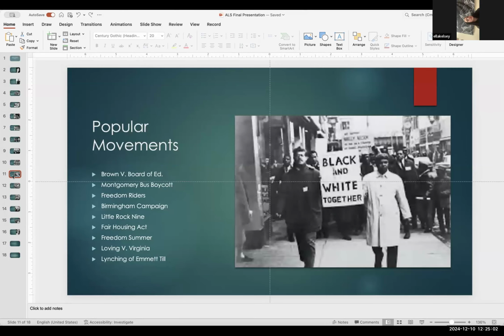So some of the popular movements listed here are Brown versus Board of Education, the Montgomery bus boycott, Freedom Riders, Birmingham Campaign, Little Rock 9, Fair Housing Act, Freedom Summer, Loving versus Virginia, and the lynching of Emmett Till. In slides after this, I'm going to go more into depth about some of the movements that I wasn't aware of, because in high school, we didn't get taught much of this. We got taught the basics. We learned about Rosa Parks and Martin Luther King Jr. So I wanted to go into more depth to help myself learn more about these situations. I basically already talked about Brown versus Board of Education, the Montgomery bus boycott, and the Birmingham campaign in these slides, so I'm going to be going more into depth on the other ones.